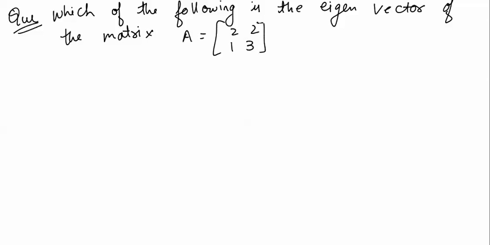Right? We are asking which of the following is the eigenvector of the matrix A = [2 2; 1 3]. Before going to the eigenvectors, we will have to find the eigenvalues. I'll give you the options also, because the question asks which of the following. This is also a GATE question of 2010.